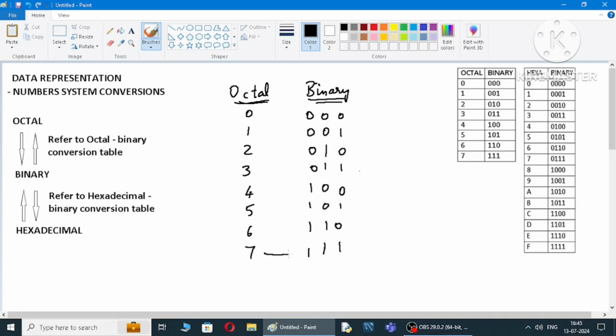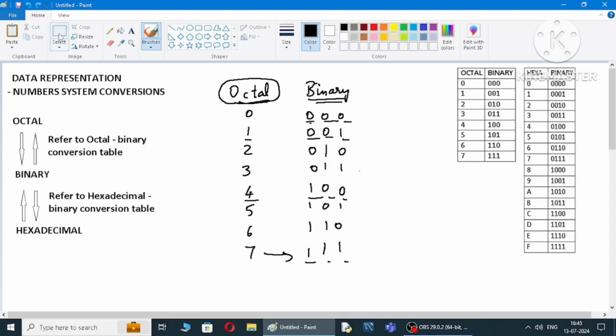So the binary equivalent of 7 is 111. Binary equivalent of 4 is 100. Binary equivalent of 1 is 001. When you talk about octal number system, you will have to do the binary conversion in the form of 3 bits. Okay, so that I have given in this tabular column.